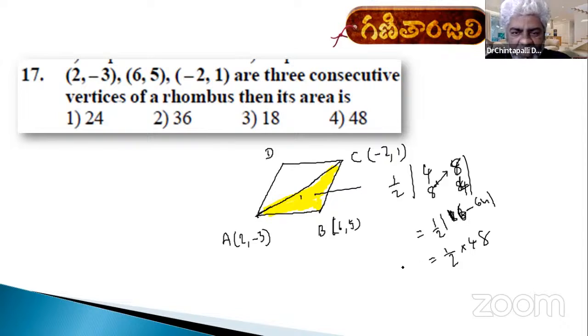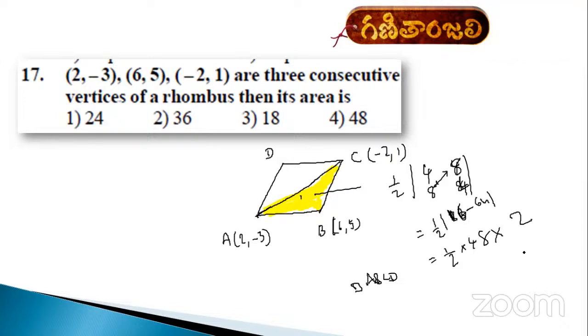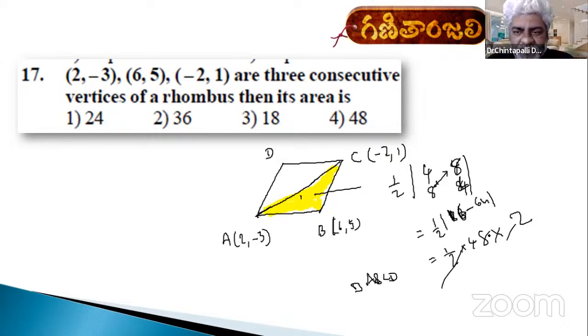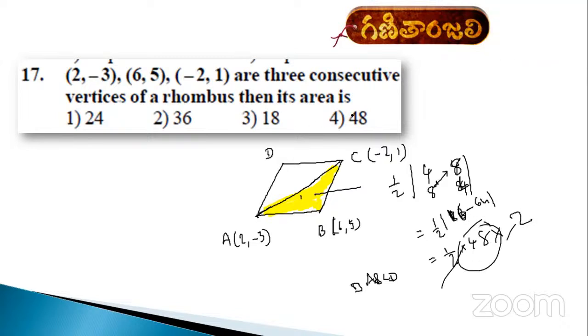Yes, sir. If we want the area of ABCD, it is 2 times 48 over 2, so the answer is 48. Option 4. Option 4, right?